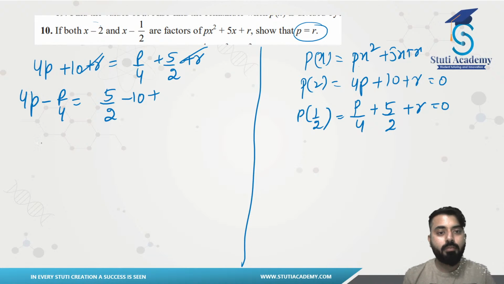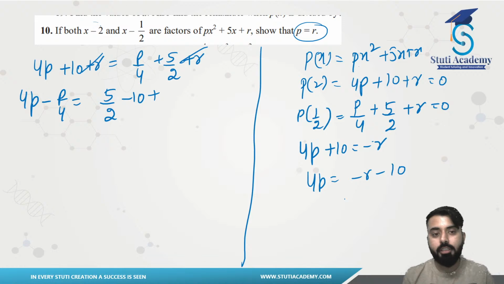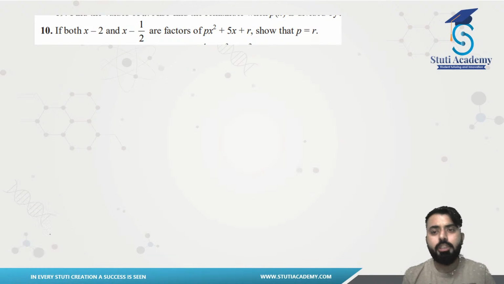So I will be having what? Let's see. Wait a second, p of 2, that will be 4p, that will be 10, and that will be an r which is equal to 0. Let's just solve this one. 4p plus 10 equals to negative r. So 4p will be what? A negative r and negative 10. So if I replace it here, that will be what? I will be getting the values of r, right? Let me just do it again.